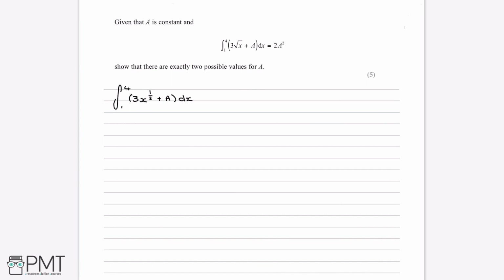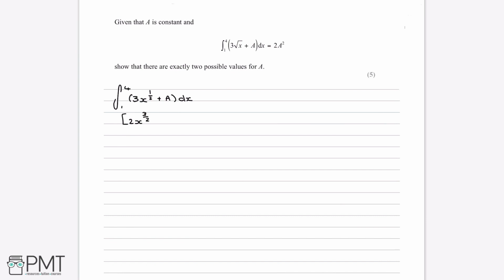So now we have it in this form, we can integrate what's inside the brackets, so 3x to the power of a half plus a. And the way we integrate is we add 1 to the power, so 1 plus a half is 3 over 2, and then we do 3 divided by 3 over 2, which is 2. We're left with 2x, and then we keep the power of 3 over 2.